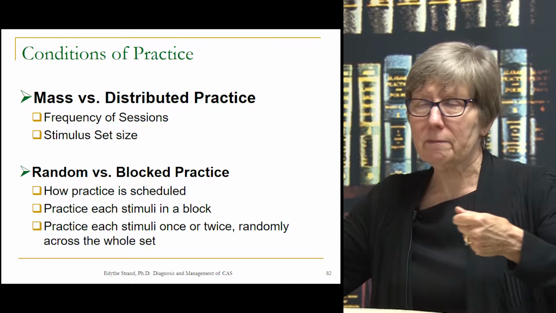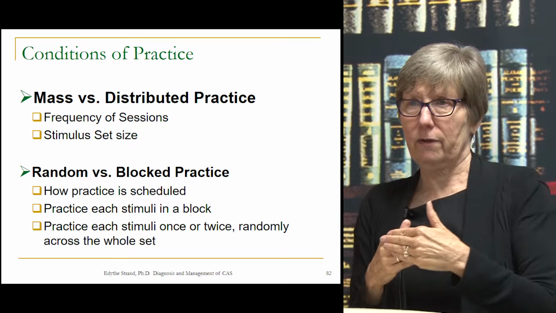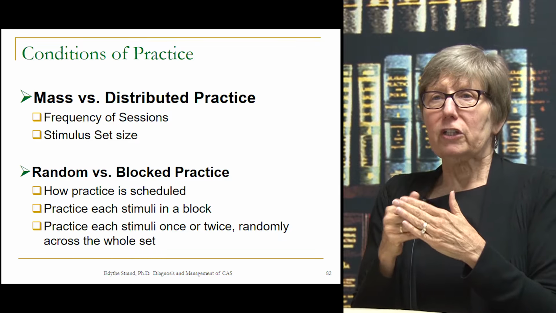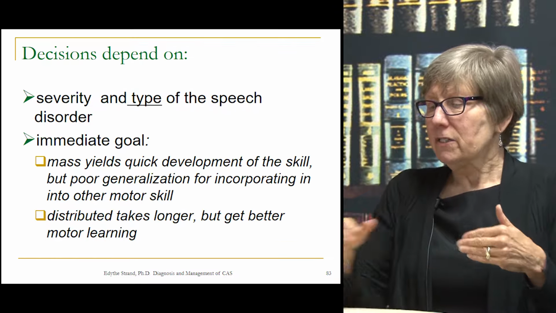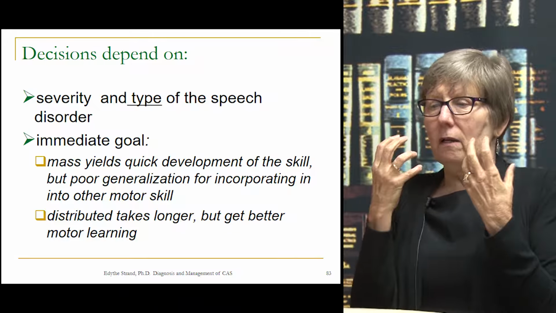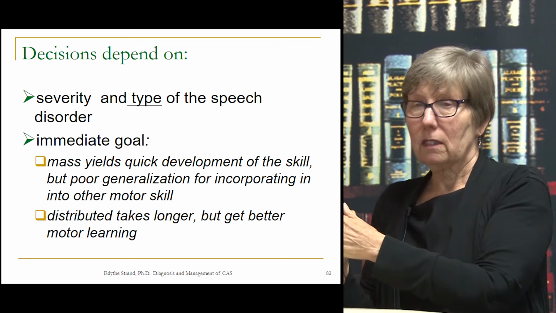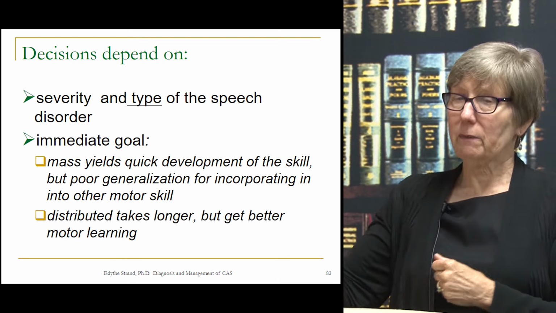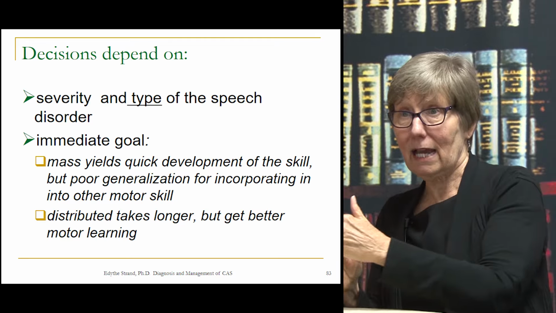If you're too random in your practice, it will take way too long for a child with any severe praxis problems to get accurate. If you start with completely blocked practice, then you risk over-habituation and there's not enough variability of practice. So we tend to use severity as our guide. We know that mass practice is going to yield quicker development of the skill, but it might hinder generalization. And we know that if we use distributed, it'll take longer, maybe too long, to get anything accurate to begin with.